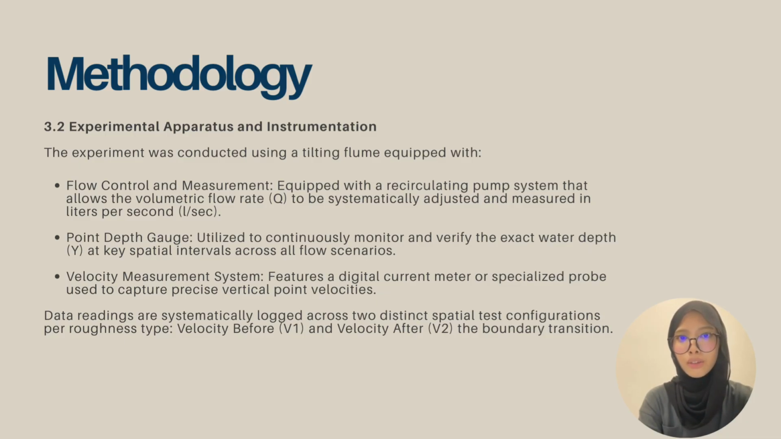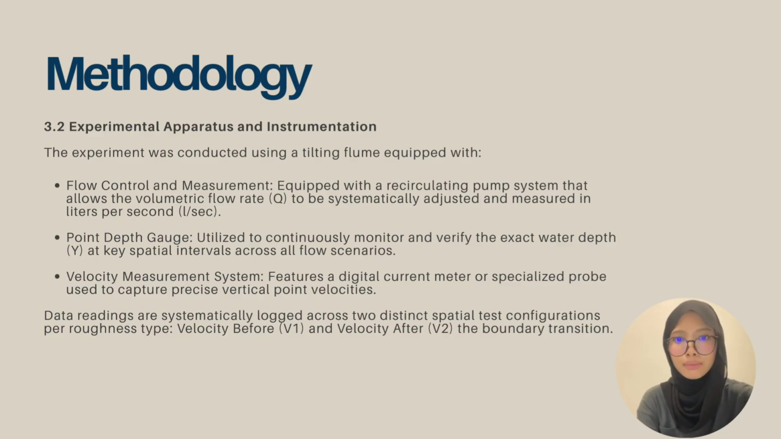Next, to measure water velocity, we used a digital current meter which recorded point velocities at different depths within the water column. For every boundary roughness condition, velocity readings were collected at 2 locations: the first one, called V1, was before the roughness transition, while the second one, V2, was after the transition. This setup allows us to compare how the roughness changes the flow characteristics as the water moves through the channel.